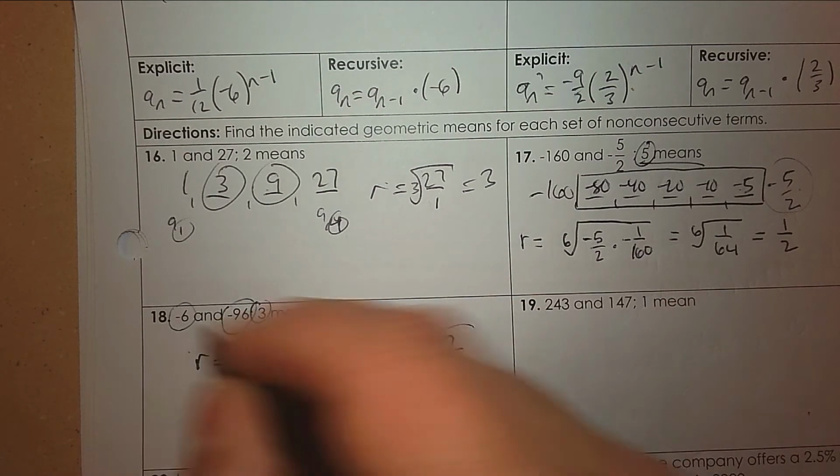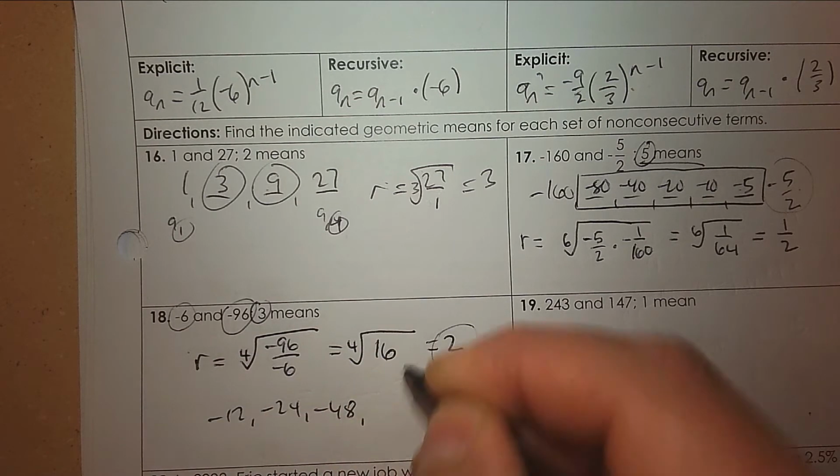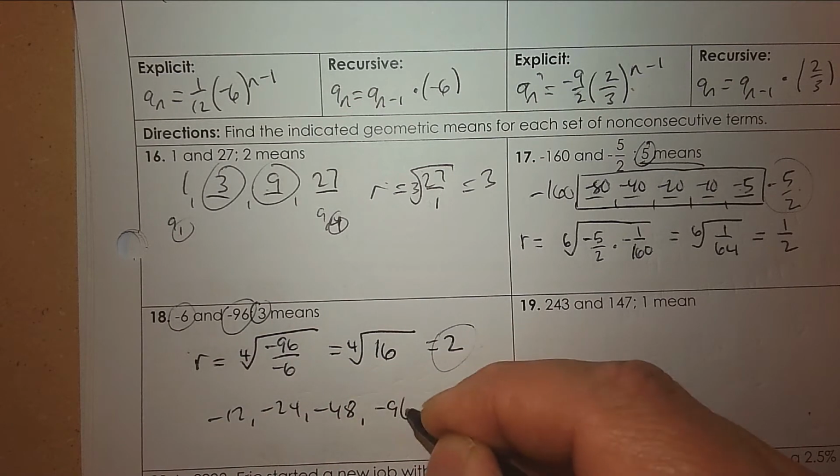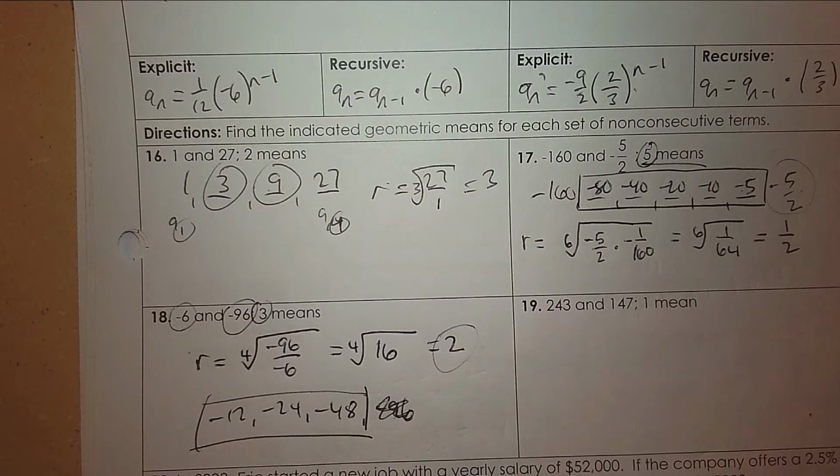So negative 6 times 2 times 2 times 2 times 2. Oh, that's too many. I just need 3 of them. There they are. And it fits. So it's nice to do the last one so it matches.